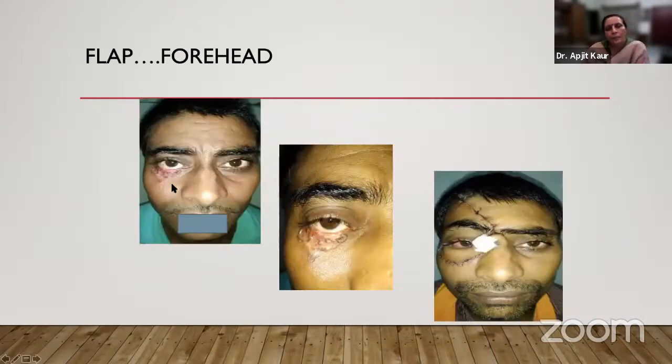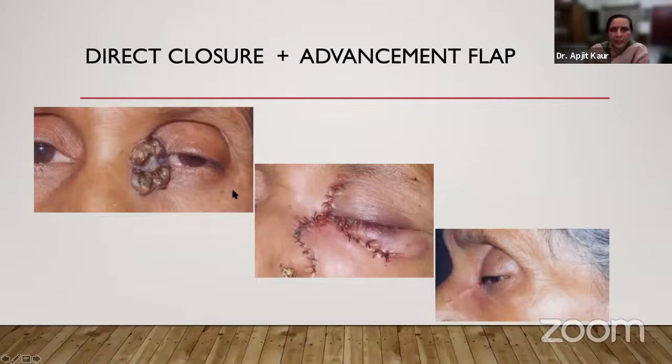Now, this is a basal cell carcinoma in a young male. It was really, really large and it left a very large defect on table. We fashioned a huge medial flap, rotated it. He's still under follow-up. This is another lady who had a direct closure for the upper lid and an advancement flap for the lower eyelid.